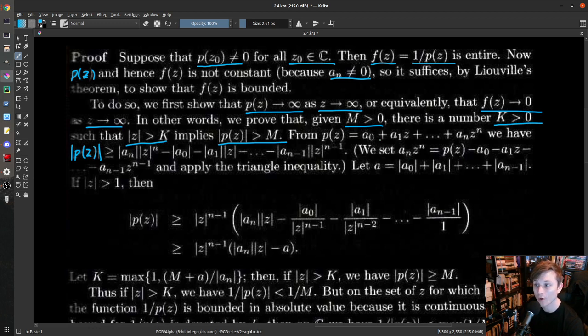Why? How are we doing this? Well, let's do a little reorganization. a_n z to the n is equal to p of z minus all of those other terms, dot dot dot, a_{n-1} z to the n minus 1. Throw a minus right here and subtract it all over, and then you get this nice statement right here.